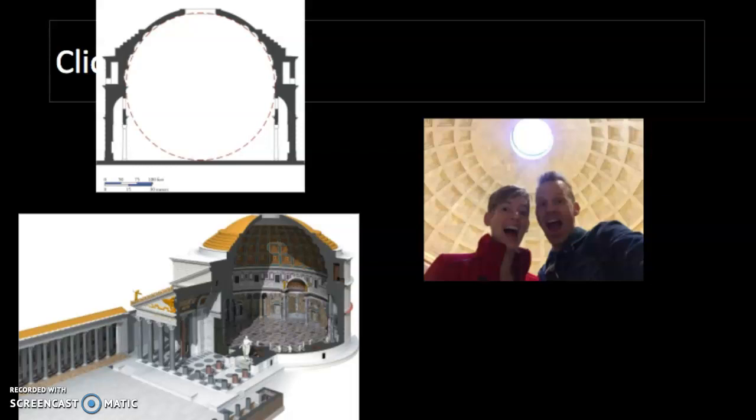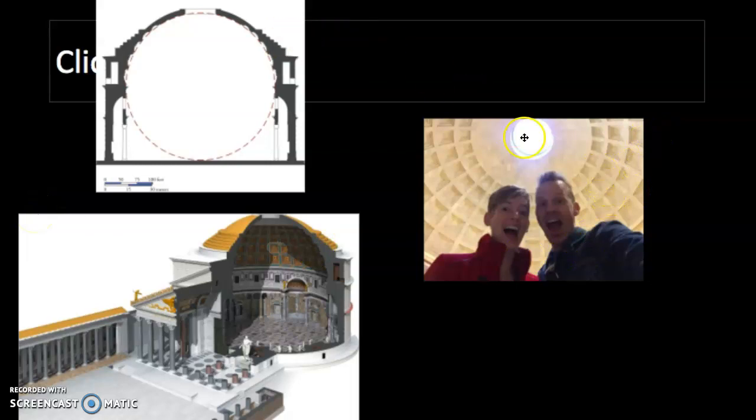Concrete has a huge advantage over stone. It's cheap. You can create molds for concrete in any shape and form instead of spending all of this time quarrying, cutting, carving stone to fit these exact shapes. And concrete is lighter. So this big, massive dome is made of concrete.